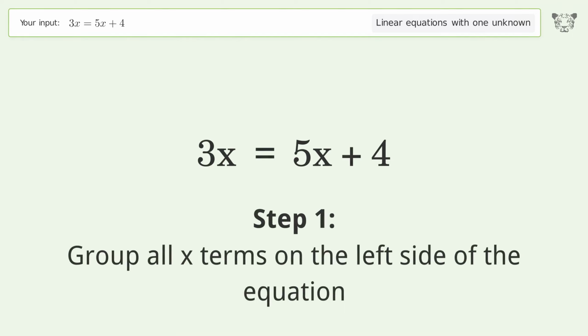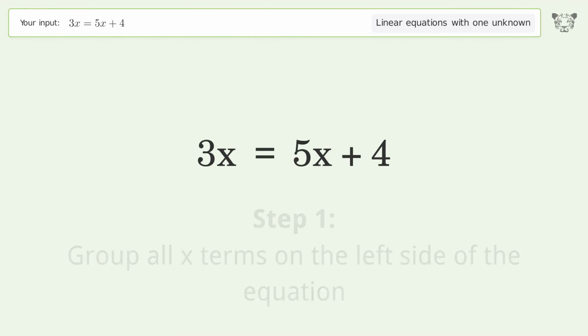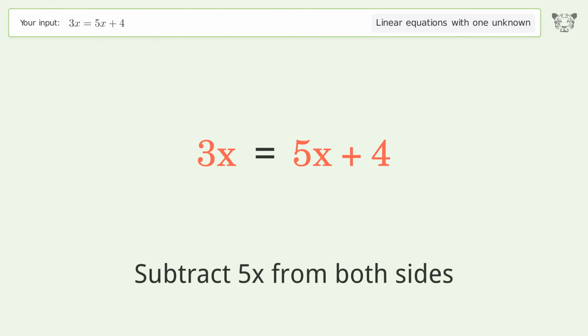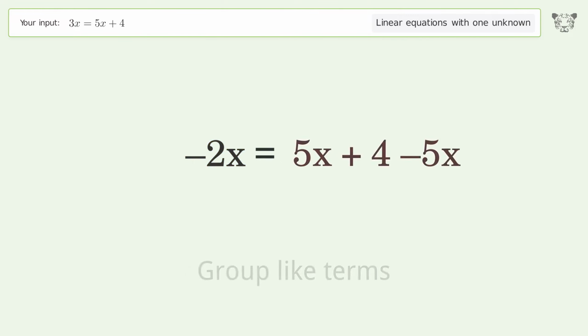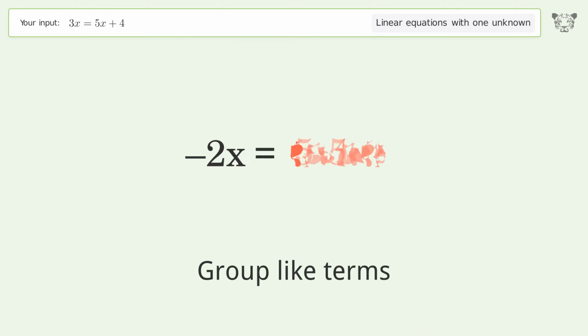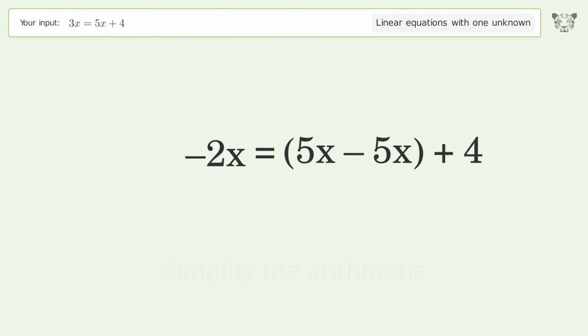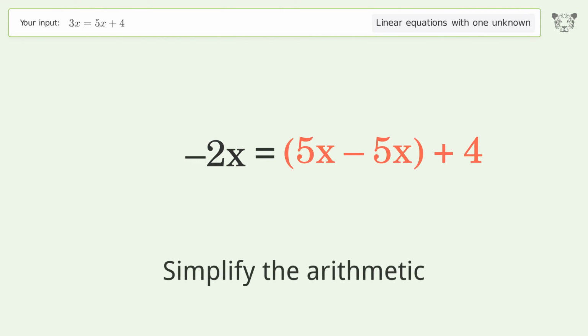Group all x terms on the left side of the equation. Subtract 5x from both sides. Simplify the arithmetic. Group like terms. Simplify the arithmetic.